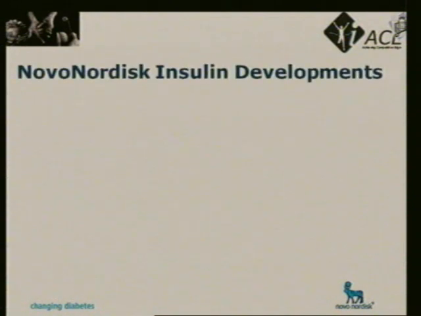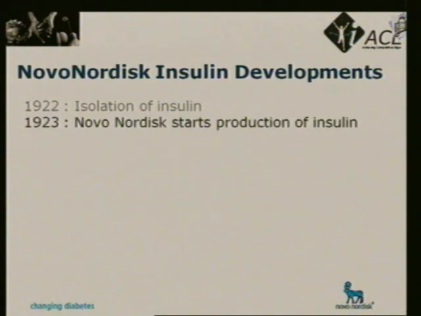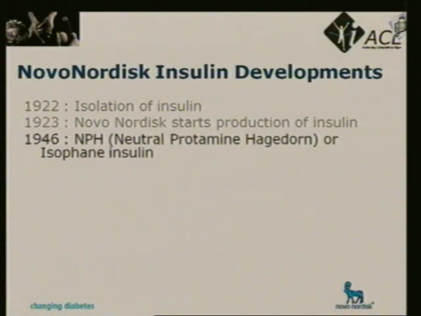Now, Novo Nordisk has been on the forefront of the various insulin developments, and the next two slides show that in 1922 insulin was first isolated, and in 1923 production of insulin was begun. NPH insulin, or neutral protamine hagedorn insulin, the old-time intermediate-acting insulin, which is still available of course in the human form, was discovered in 1946.